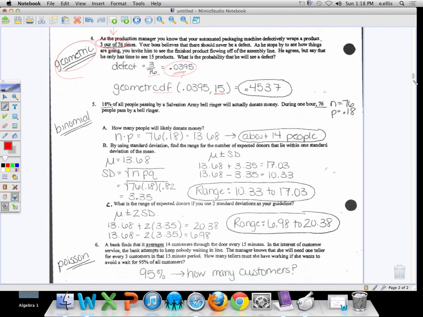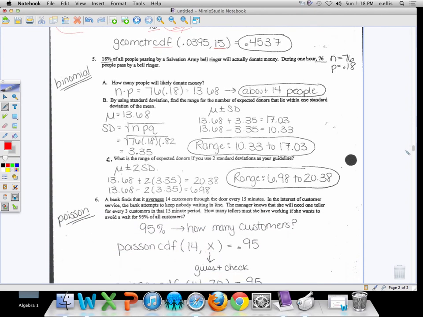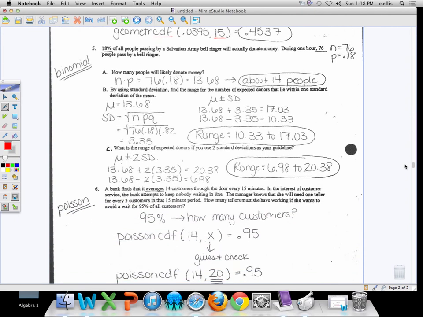Problem number 5, let me get myself lined up here. 18% of all people passing the Salvation Army bell ringer will actually donate, so we've got a probability of success. During 1 hour, 76 people pass by. They're giving me a sample size or a number of trials, N. With those 2 parts, N and P, I know that this has to be a binomial distribution.